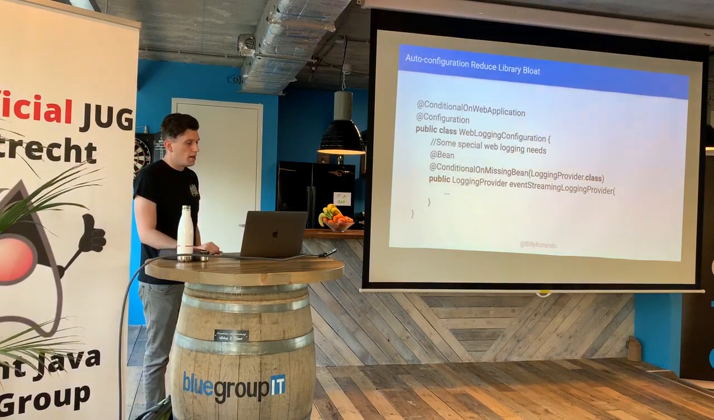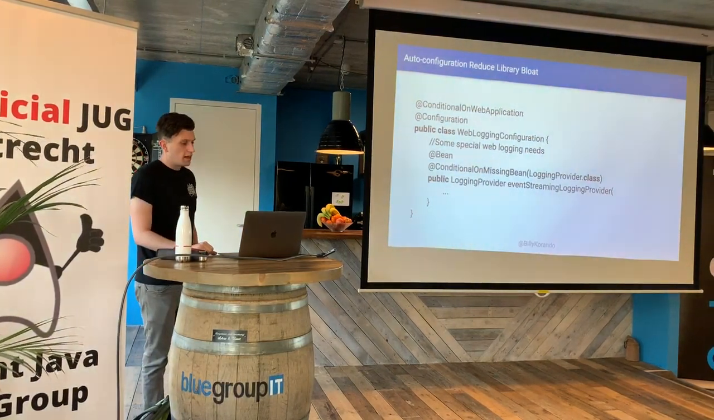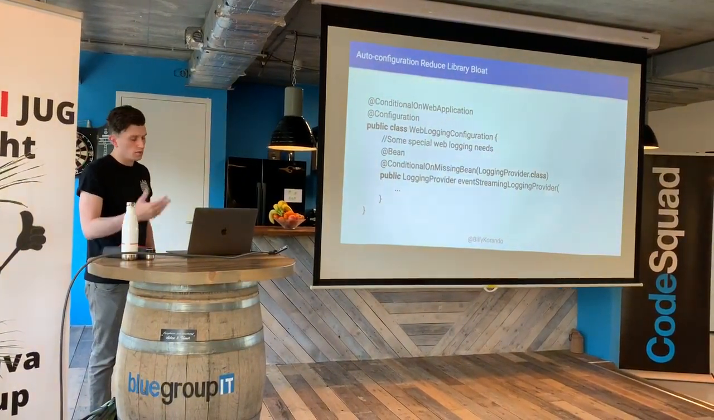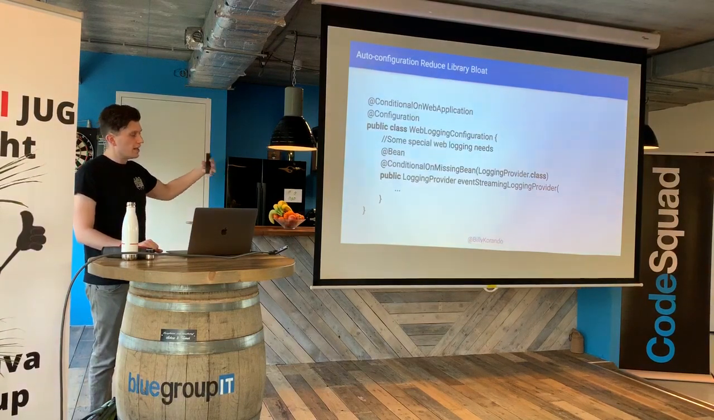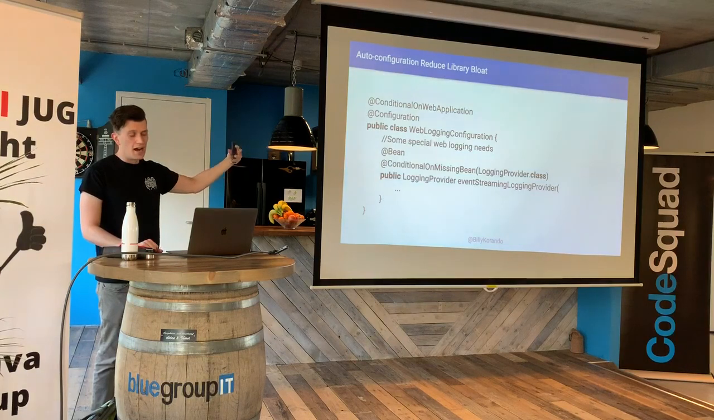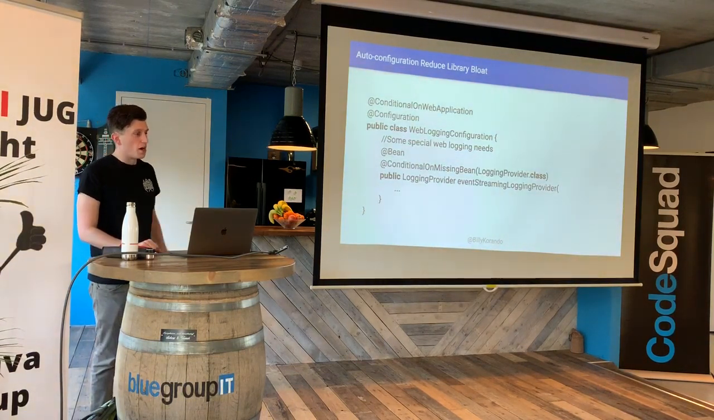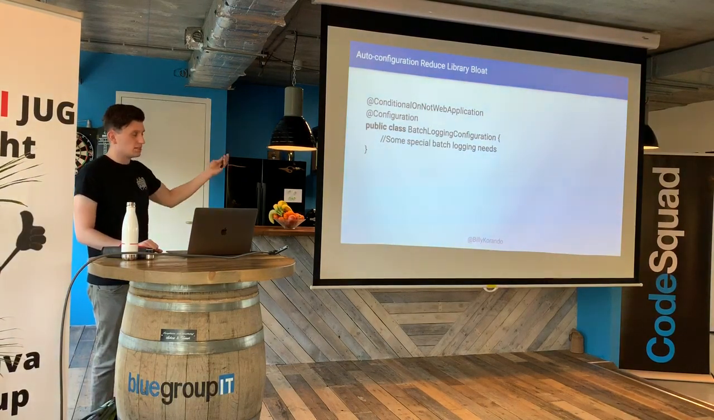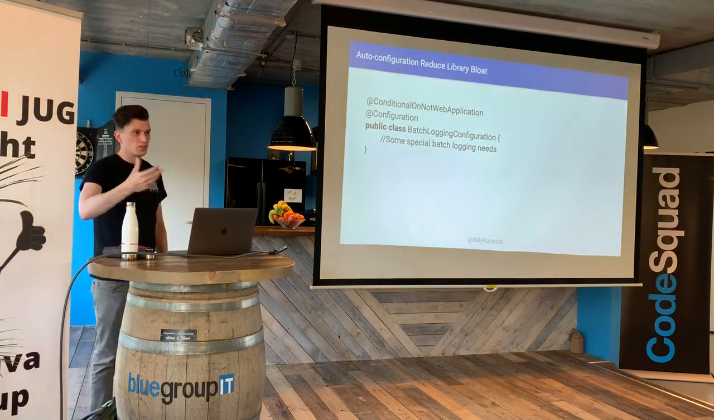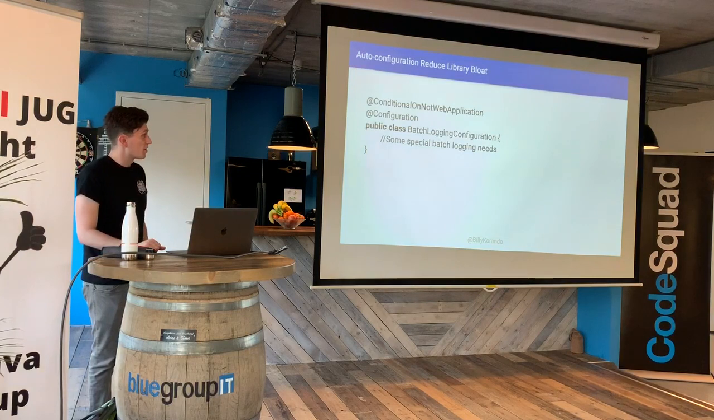But what you could do is just have conditional on web application, and that way, if the application you're pulling this logging library into is an actual web application, these web logging contexts will be kicked in, and if it's not, then it's just not going to bother with them at all. And similarly, like I said, this conditional on can also be looking for specific classes or specific things within the context or on the classpath.